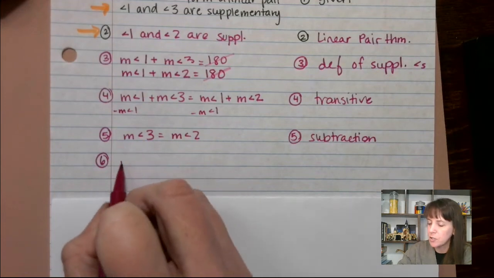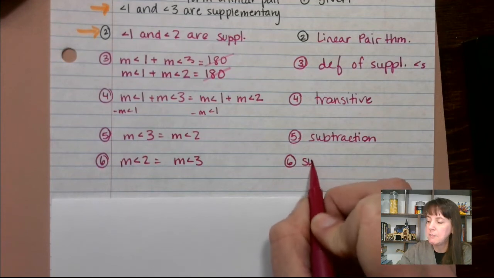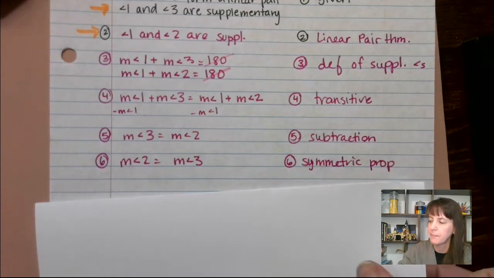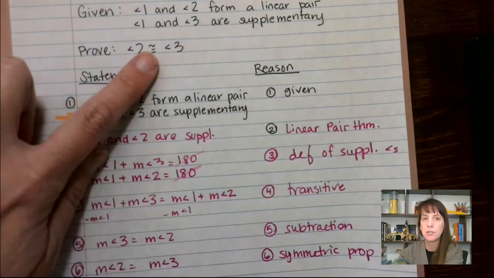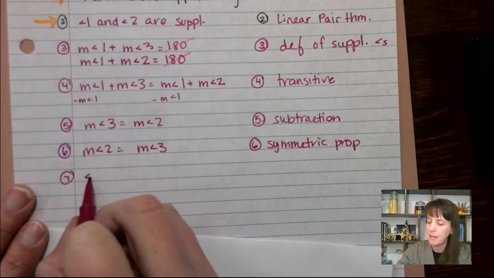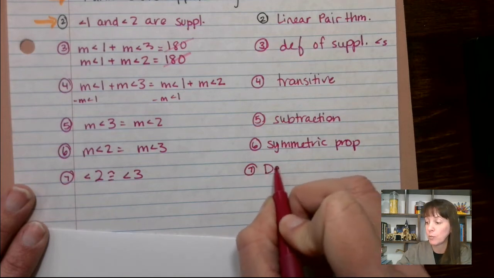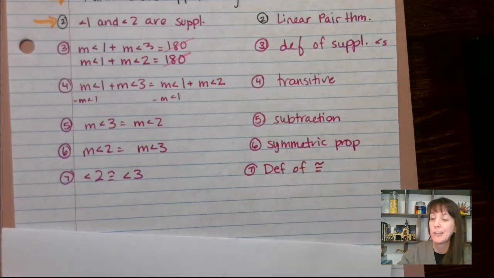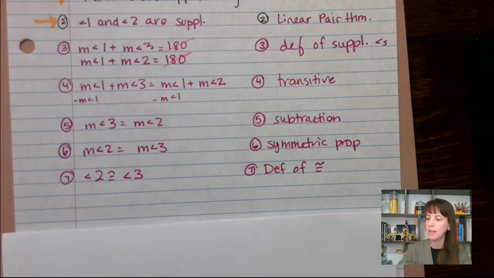So I'm just going to say, okay, measure of angle 2 equals the measure of angle 3 because of the symmetric property. I can't spell and talk at the same time. Okay, so now I'm really close to saying angle 2 is congruent to angle 3. All I've got to do is, for my 7th step, say angle 2 is congruent to angle 3, and that is just the very definition of congruence. You will come to love definition of congruence because you're going to use that all the time. So now I have proven it. Kablamo, awesome, there we go.